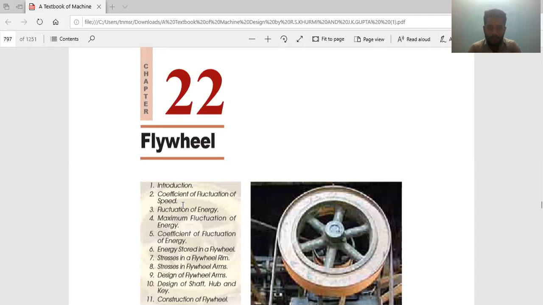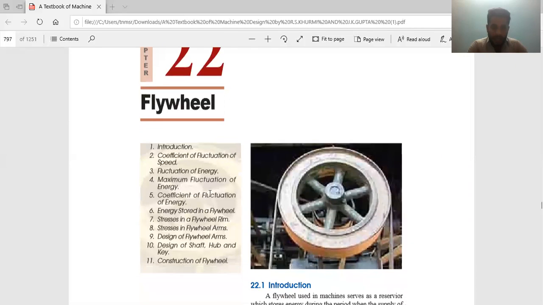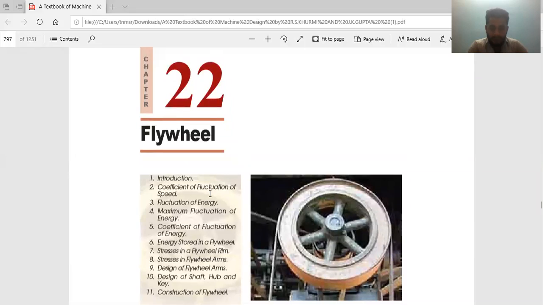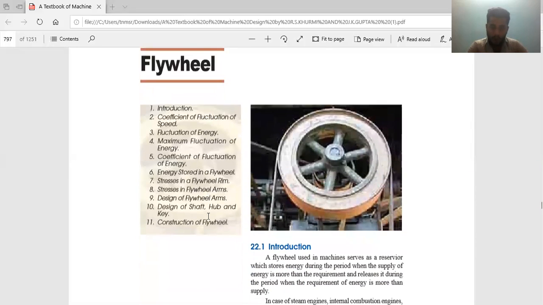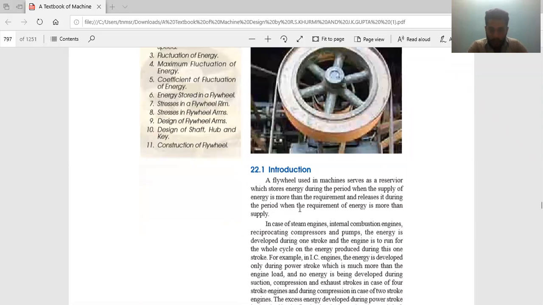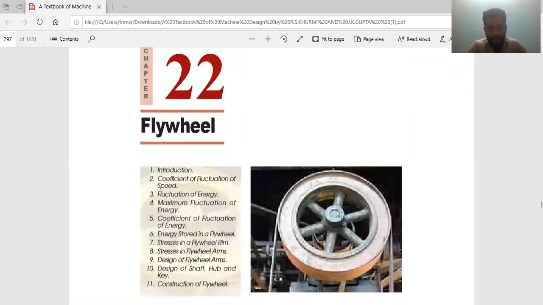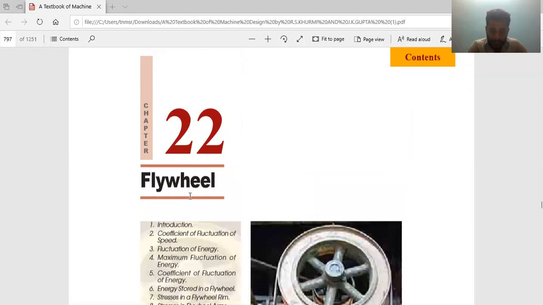Fine. So I won't go in depth much, because all these things you have already done in dynamics of machines. Again, you have to repeat. So I will just go to the important points, and after that I will start the numericals part. And for flywheel, you do one thing.